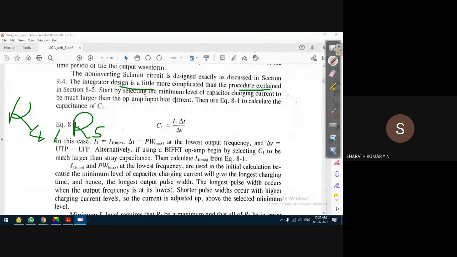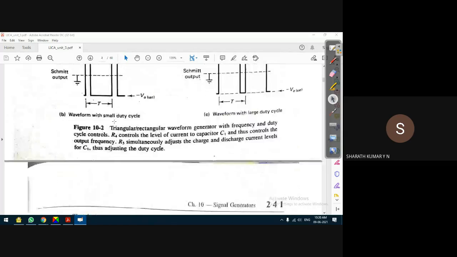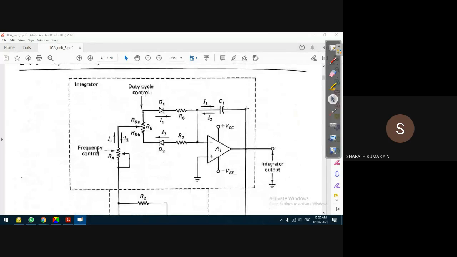Start by selecting the minimum value of the capacitor charging current to be much larger than the op-amp input bias current. What is the reason? I think we discussed this many times. In this case, we have to understand this current I1. This current I1 flows like this, and the same current will be flowing to the input terminal of the op-amp. This current I1 should be selected much larger than IB max.